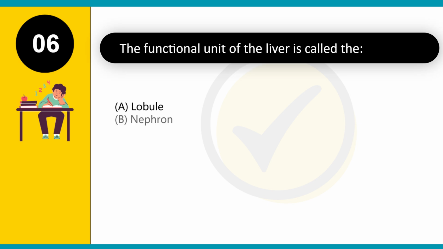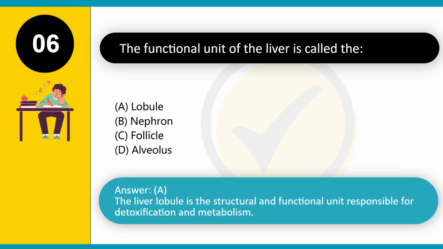The functional unit of the liver is called the A. Lobule. B. Nephron. C. Follicle. D. Alveolus. Answer, A. The liver lobule is the structural and functional unit responsible for detoxification and metabolism.